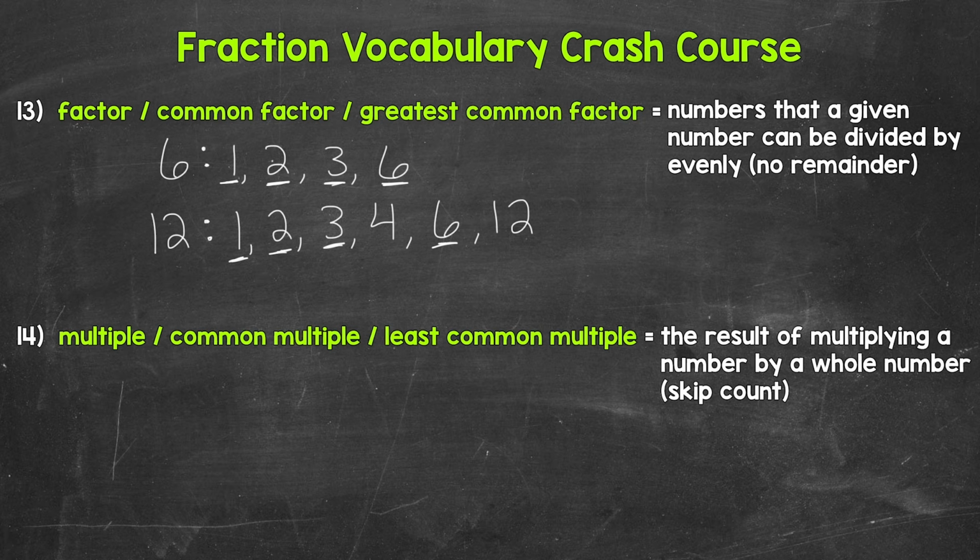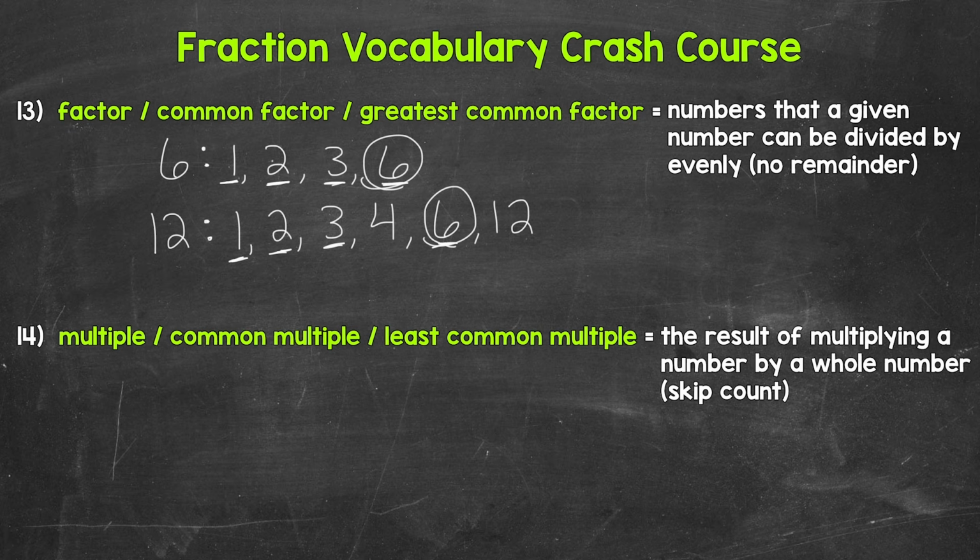Then as far as the greatest common factor, that's the greatest or biggest factor in value that the numbers share. That's going to be 6 here. The greatest common factor between 6 and 12 is 6. Now you'll also hear greatest common factor called the GCF for short. We use factors, common factors, and greatest common factor when working with fractions. For example, when simplifying fractions.